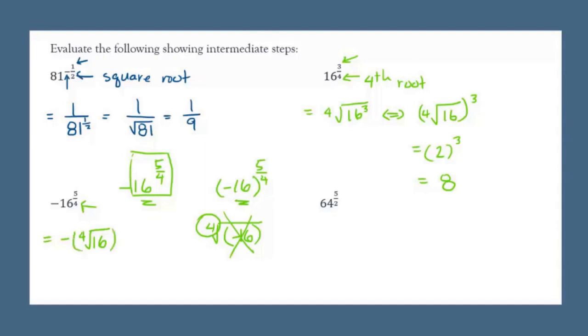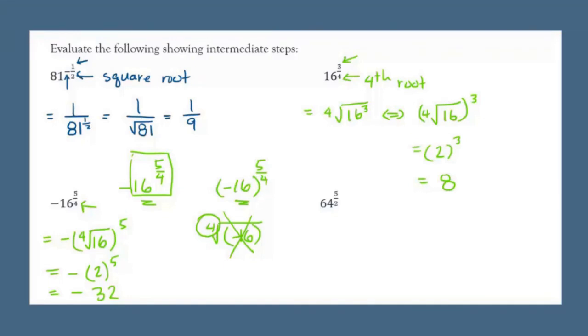We take the 4th root of 16 and subsequently raise it to the power of 5. So we have negative 1 times the 4th root of 16, which we know is 2. And then we'll take 2 and raise it to the power of 5. 2 to the power of 5 is 32. So we have negative 32 as our final answer.